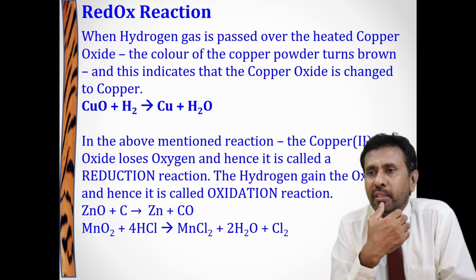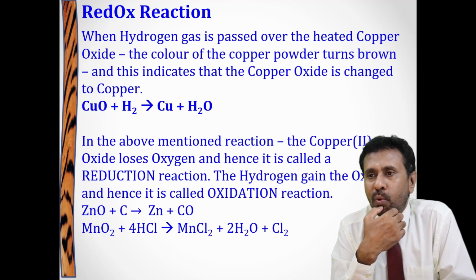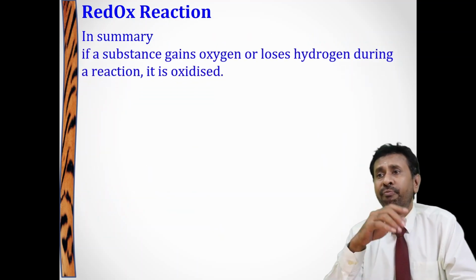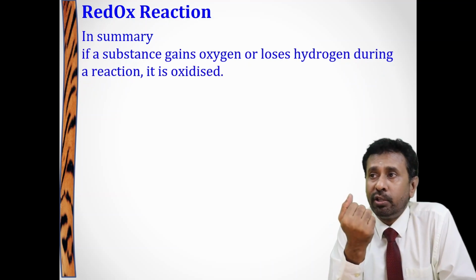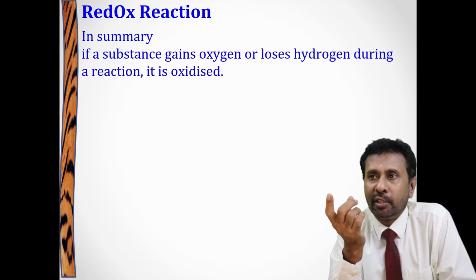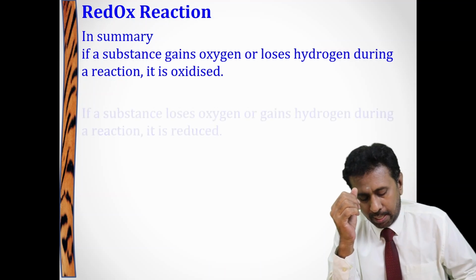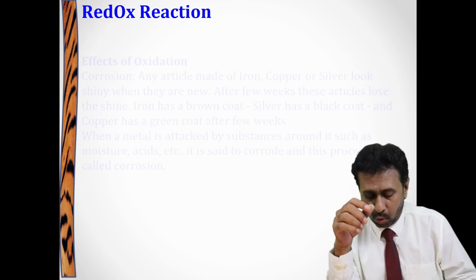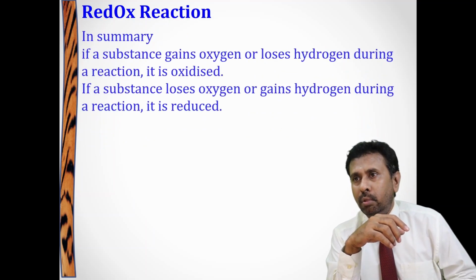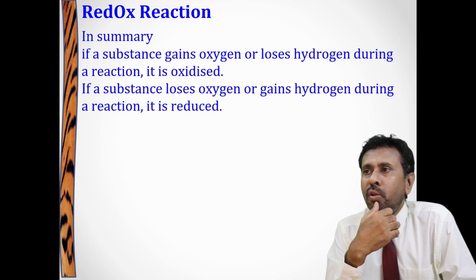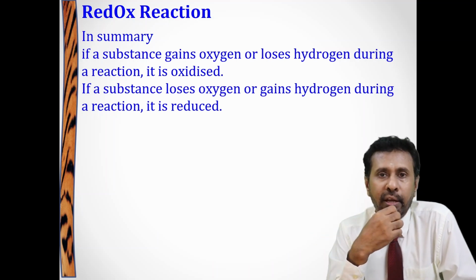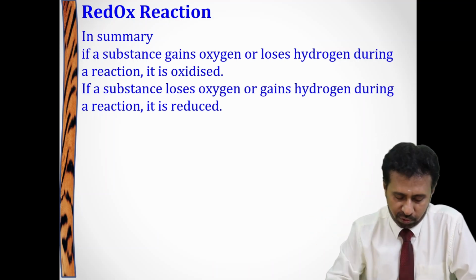Here again we see ZnO plus C gives Zn plus CO, and MnO2 plus HCl gives MnCl2 plus H2O plus Cl2. So in summary, if a substance gains oxygen or loses hydrogen during a reaction, it is said to be oxidized. Gaining oxygen and losing hydrogen is oxidation. If a substance loses oxygen or gains hydrogen during a reaction, then it is called a reduction reaction, or it is said to be reduced.